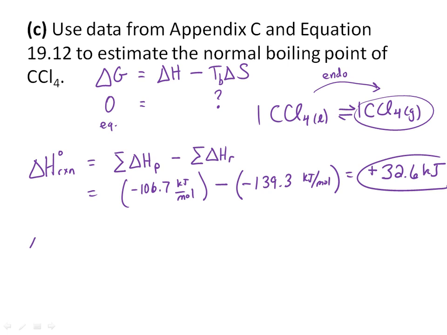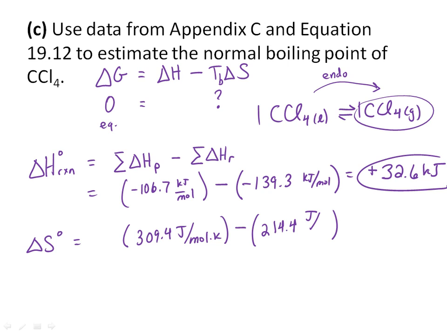We can do the exact same thing for delta S by summing the products' entropies, subtracting out the reactants. So we've got 309.4 joules per mole Kelvin. One nice thing about entropy is we never have those negative numbers to deal with. Why not? Well, 0 is the lowest entropy can go. And that's probably not even possible because you would need a perfect crystalline structure and it would kind of need to be at absolute 0.